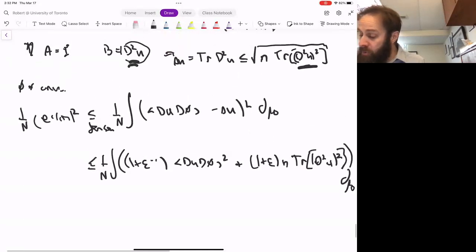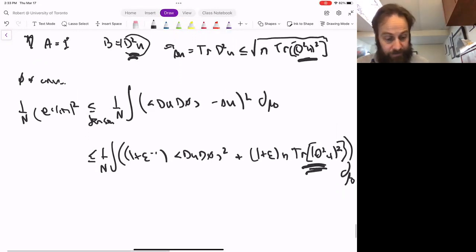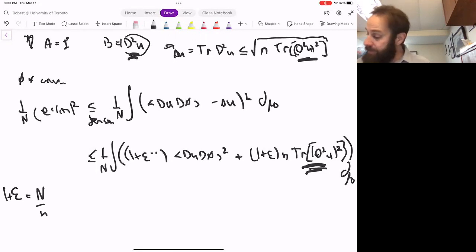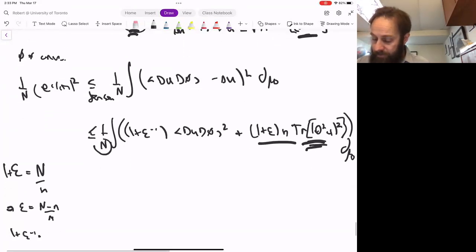Okay, and I know that I have a chance to control this by E double prime as long as the coefficient in front of it is 1. And so I want to choose epsilon to make the coefficient in front of this 1. So choosing 1 plus epsilon to be the ratio of capital N over little n makes it so that when I multiply this n through, it's going to make the coefficient in front of this 1. And what's epsilon inverse going to be? So epsilon is capital N minus little n over little n. So 1 plus epsilon inverse is going to be N minus n plus n over N minus n, which is going to be capital N over N minus n.